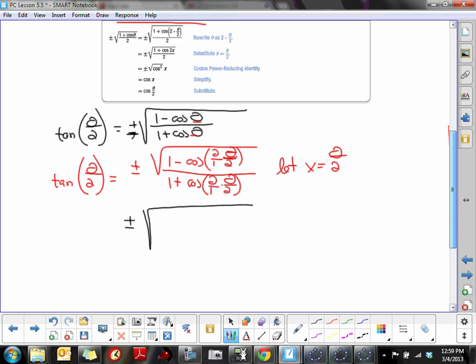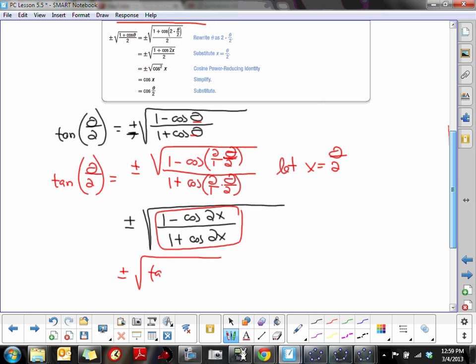So we've got the square root of 1 minus the cosine of 2x all over 1 plus the cosine of 2x. Now this, sitting underneath the radical, should be an equivalent form of the power reducing identity for tangent. So what we're going to do is replace this with plus or minus the square root of the tangent squared of alpha.